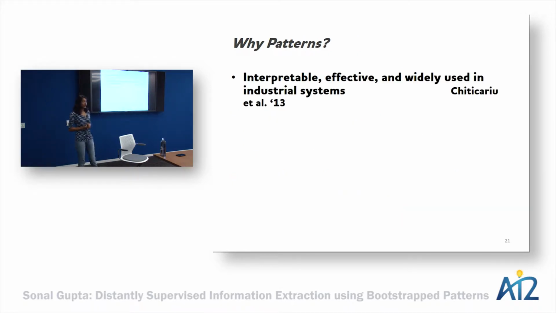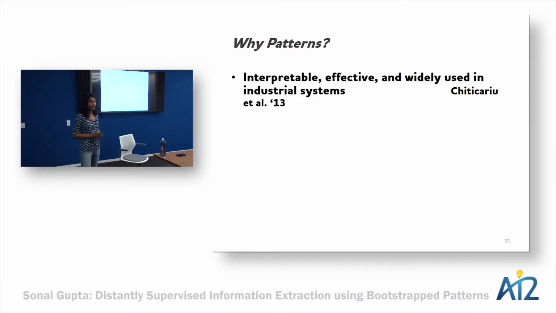And why do we want to use them? Because they are really successful in industry. They're pretty effective, and they're interpretable. So some people from IBM did research into what people use in industry. 70% of big industrial systems that do entity extraction use patterns or rules of some type.